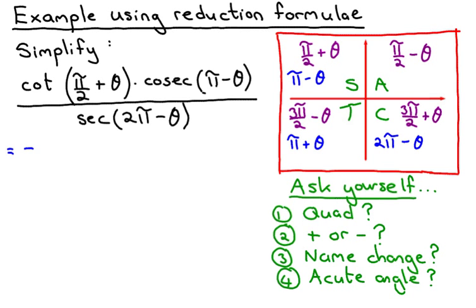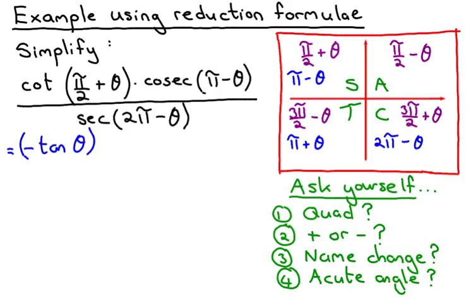Then, is there a name change? Well, the moment I'm dealing with pi over 2 plus or minus, automatically there will be a name change because it's a co-ratio. So cot of pi over 2 plus theta, remember, cot becomes, what does cot become? Tan. So I've got negative tan theta. Now whenever I've done a reduction, I like to put my final function in brackets so that I remember when I'm multiplying and I don't get confused between addition and subtraction.